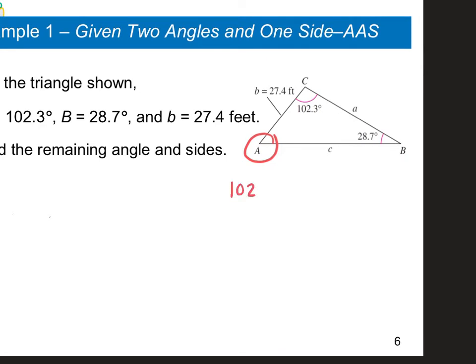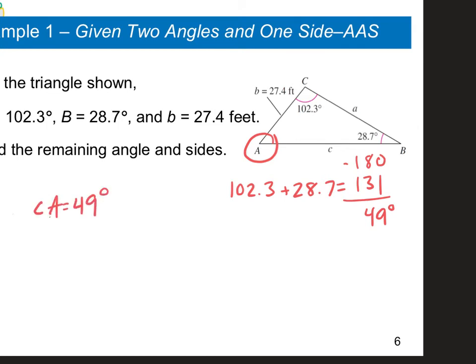So we have 102.3 plus 28.7, which is 131. Subtract that from 180. We get 49. So angle A is 49 degrees. That took care of our angle. Now we have to find the missing sides.